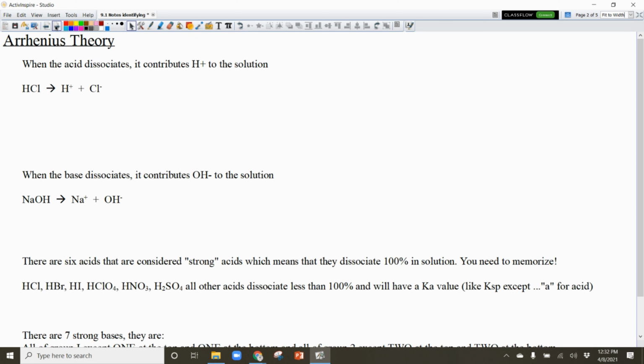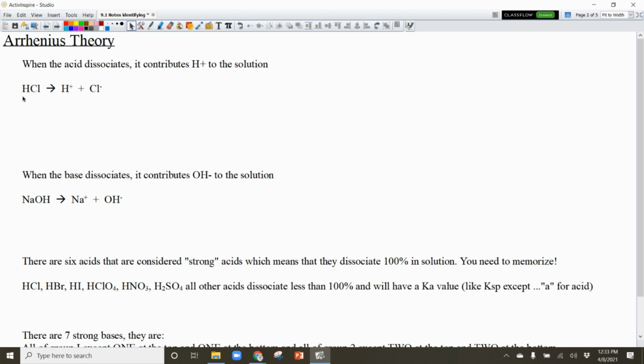Okay, so in talking about acids and bases, there's two theories that we're going to discuss. The first one is called the Arrhenius theory. The Arrhenius theory says that when an acid dissociates in water, it contributes hydrogen ions to the solution. And we saw this when we were covering the unit on naming, how all acids begin with an H.